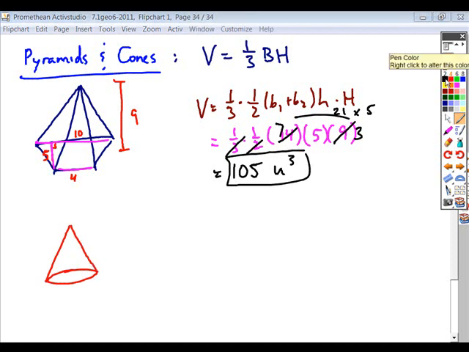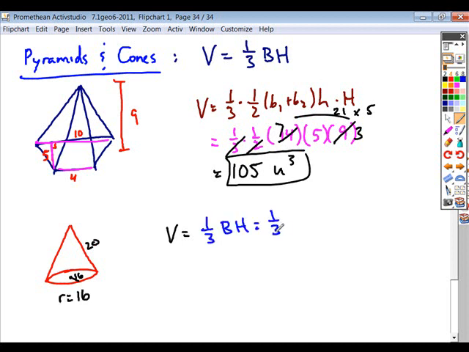So if you looked at a cone, let's say it has a radius of 16, and the length from the tip of the cone to the edge of the circular base is 20. I want you just to take a moment and see, can you find the volume of this cone? Again, I'd encourage you to be in the habit of identifying your general formula first. So 1/3 capital B, capital H.